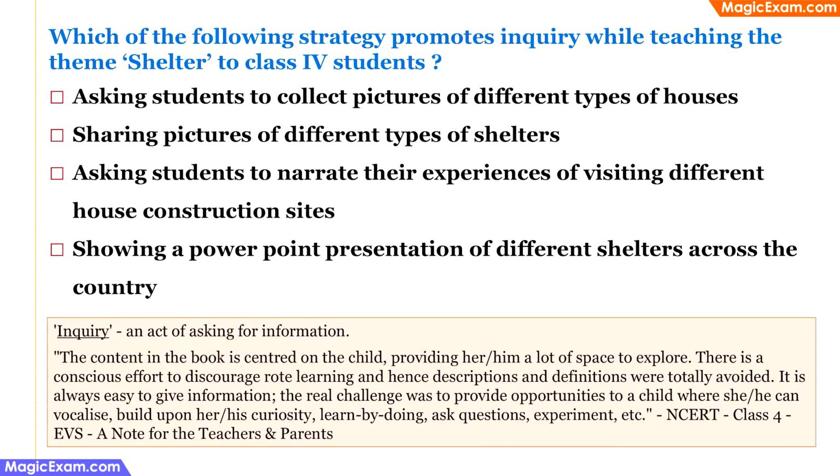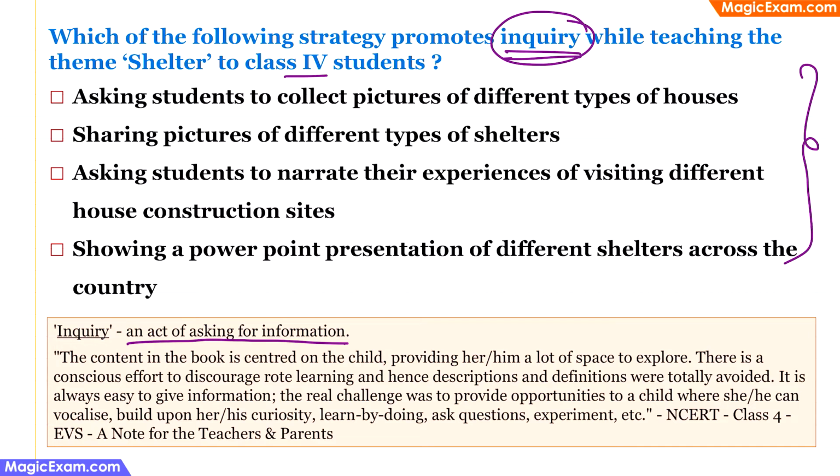Which of the following strategies promotes inquiry while teaching the theme shelter to class 4 students? Now, first we have to understand what this inquiry is. Inquiry is the act of asking for information. So, we have to look at the answer options and see in which of these the child will actively ask for information and learn through whatever he is hearing from others.